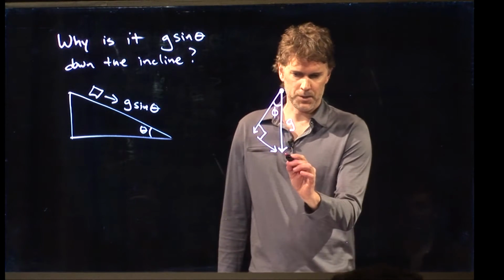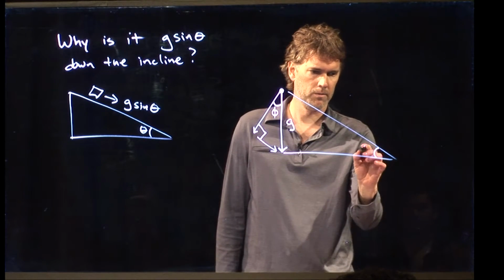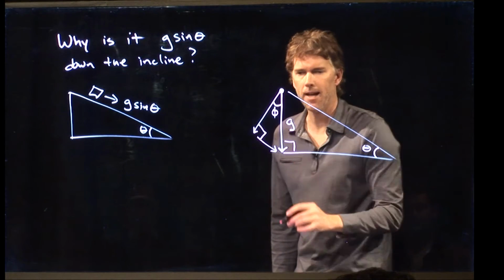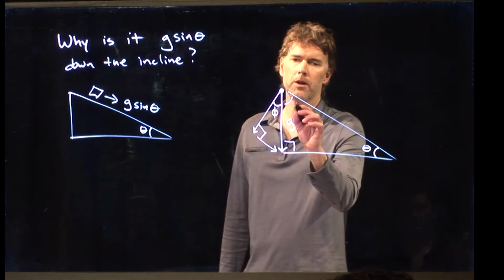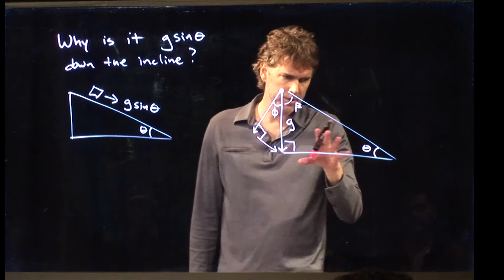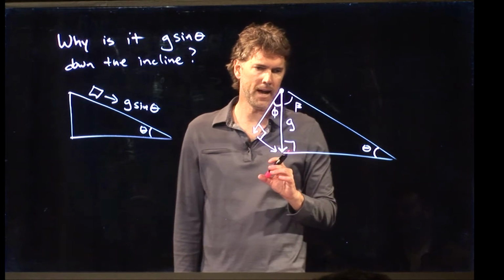What does the rest of my triangle look like? Here's what the rest of the triangle looks like. That is angle theta. This is, of course, a right angle. And this, let's call some other angle, beta. And now with just a little bit of geometry here, we can probably figure out how these things match up.